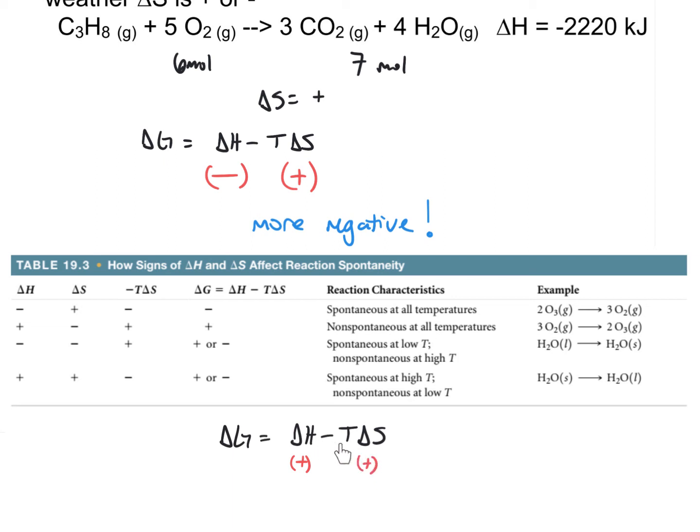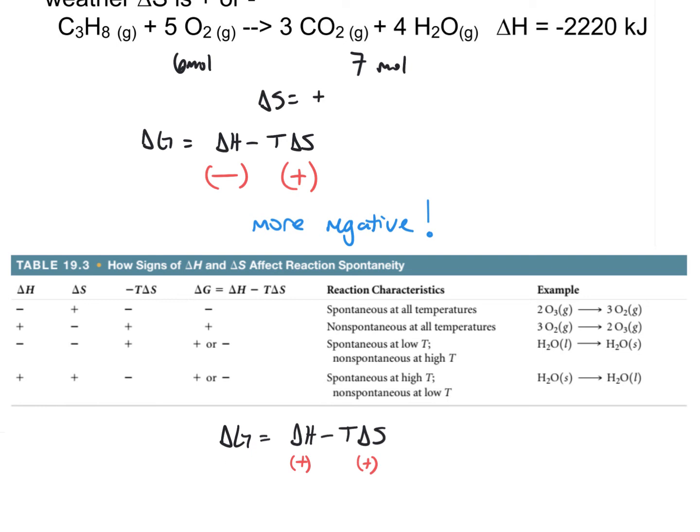Or in other words, you're subtracting a larger and larger value. Eventually, as the temperature gets high enough, you're going to subtract a number large enough that it's going to flip the sign of delta G from positive to negative. And once that happens, at high temperatures, delta G goes from non-spontaneous to spontaneous, which is why we say that when delta H and delta S are both positive, it's spontaneous at high temperatures, because then you are subtracting a larger number, T times delta S, from a smaller positive delta H value, resulting in a negative delta G.